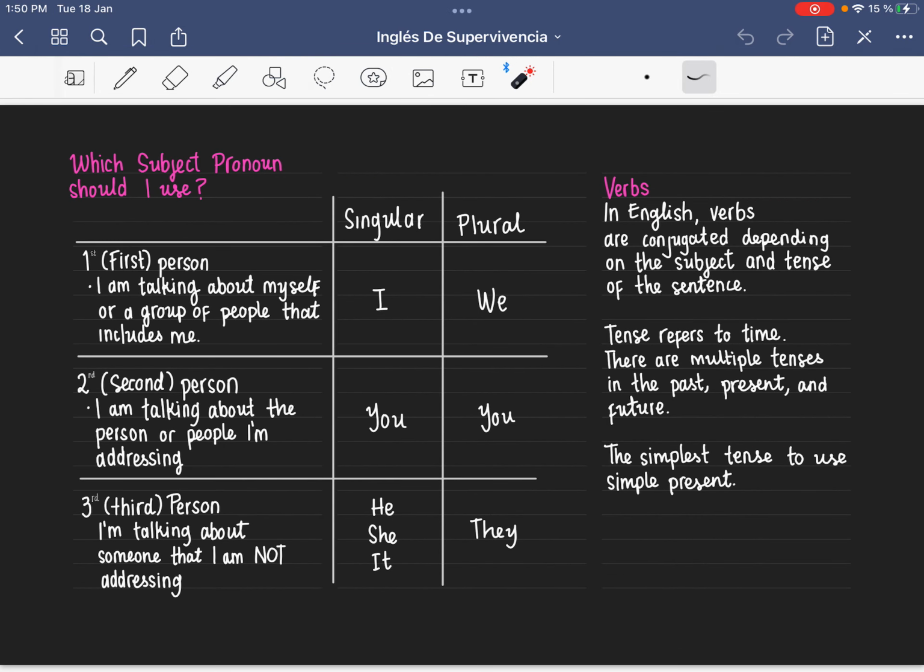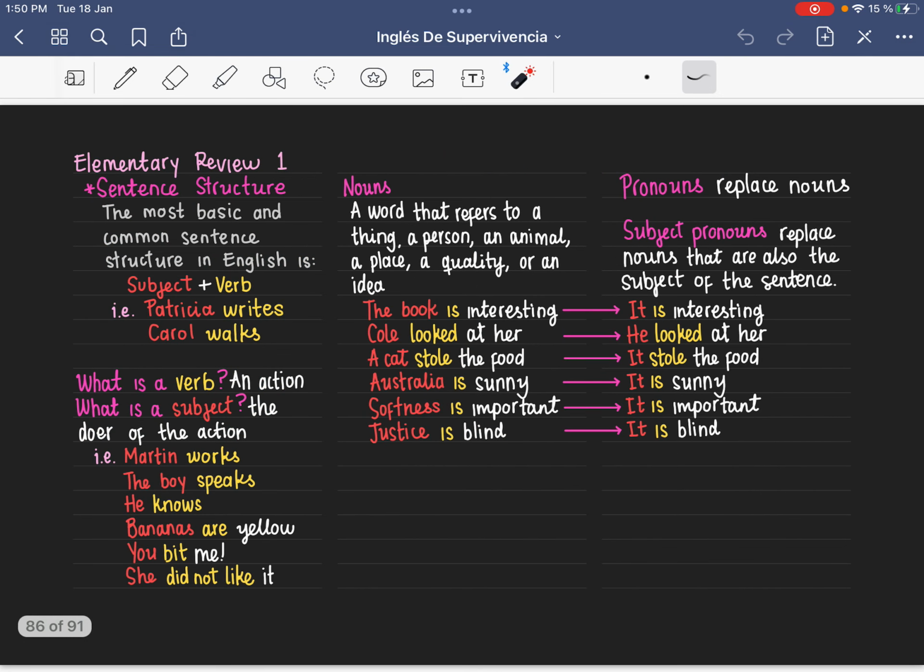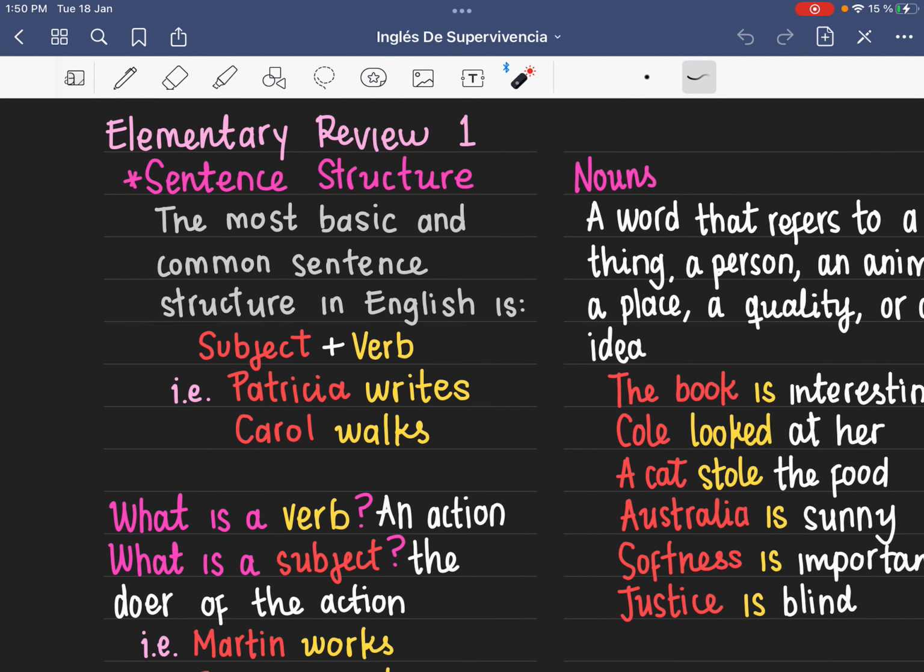Empecemos con una revisión súper rápida de lo que hemos visto hasta ahora. In English, sentences have multiple structures. The most basic one is a subject plus a verb. En inglés, las oraciones pueden tener múltiples estructuras, pero la más simple es un sujeto con un verbo. The verb is the action and the subject is the doer of the action. El verbo es una acción y el sujeto es quien hace la acción.